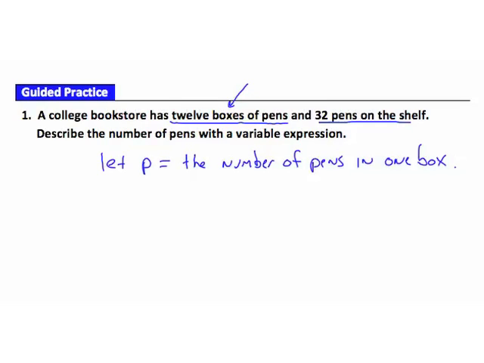Okay? Now that we've described what our variable is, now we can represent this situation with a variable expression. So we have 12 of these boxes. So the number of pens then in those boxes is going to be 12 times P. Plus we have these 32 pens on display. So we want to add to that the 32 pens that we have on display. And so this variable expression then describes the number of pens that this college bookstore has.